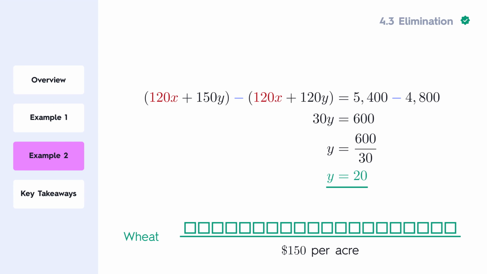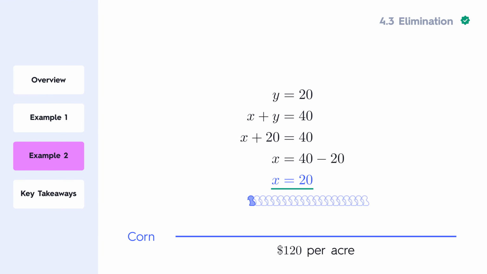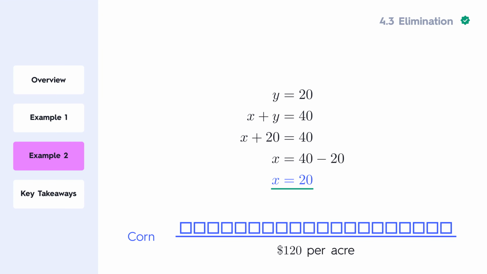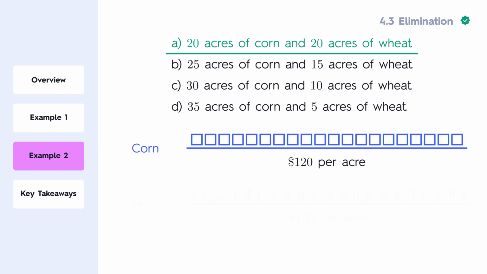Now that we know y equals 20, substitute this value back into the first equation to find x. By solving, we find that the number of acres of corn planted is 20. The farmer planted 20 acres of corn and 20 acres of wheat, so option A is the correct answer.